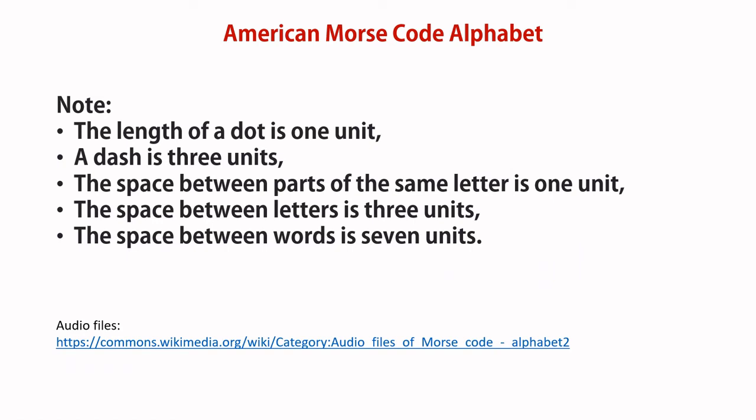American Morse code alphabet. You can find audio files on the link below. Note, the length of a dot is 1 unit. A dash is 3 units.